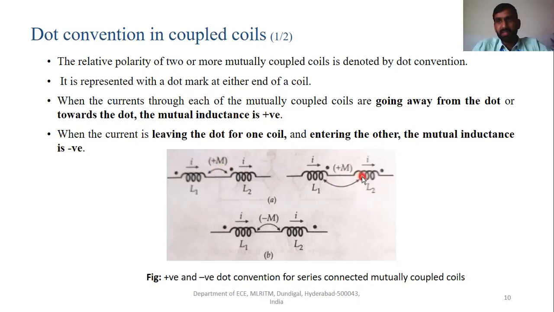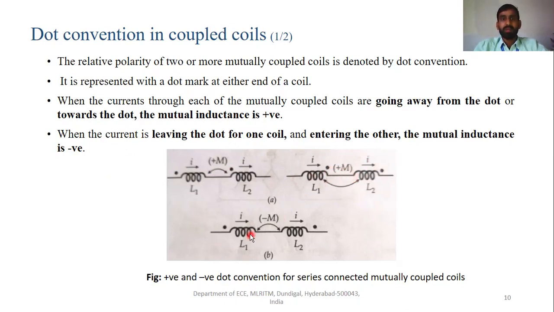In this case also, you can look into this. The current is entering the dot in the first coil, and here also it is entering the dot in the case of the second coil. So here we have named it as positive again. That's why the mutual inductance is positive in this second figure over here.